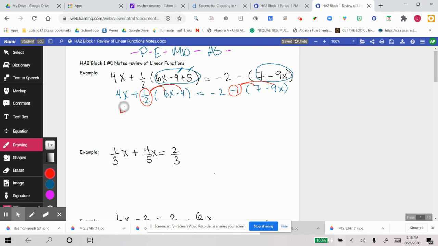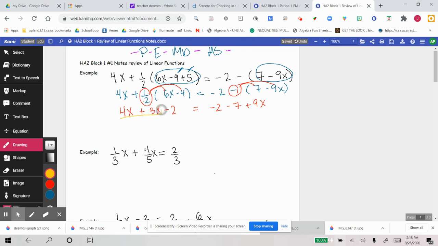So I'm going to rewrite this. 4x plus half of 6 is 3, so it's 3x, and half of -4 is 2. Equals -2. And then -1 distributing is -7 plus 9x. I'm going to combine like terms. And so that's the adding and subtracting part.